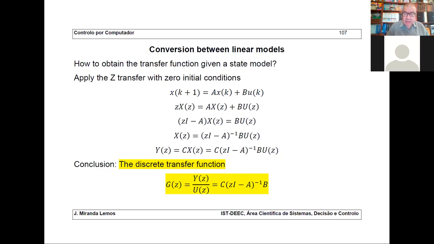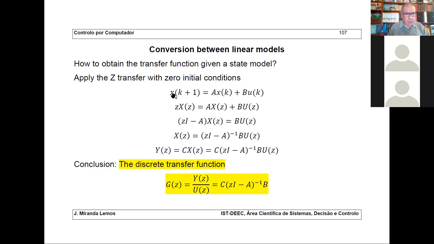Sometimes this is useful. Actually, in your laboratory work, you are going to start by estimating the parameters for an input-output model, because the state model is the form that you are going to use to design the controller. Okay? So you have to transform things. How can this be done? Suppose that we have a state model.